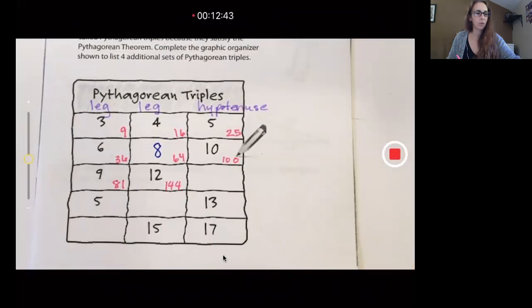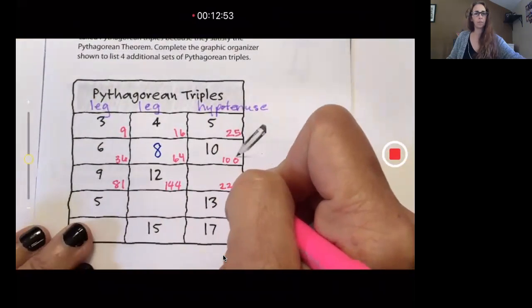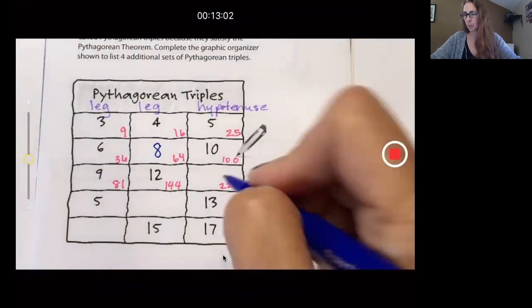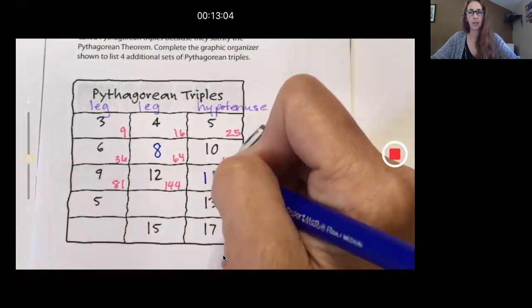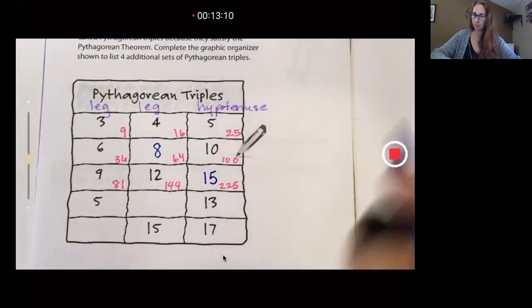81 plus 144 gives you, did you get 225? And the square root of 225 is 15. All right, try the next one.